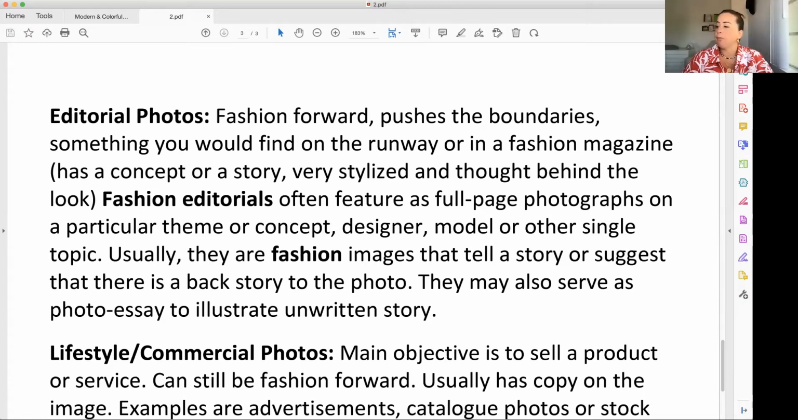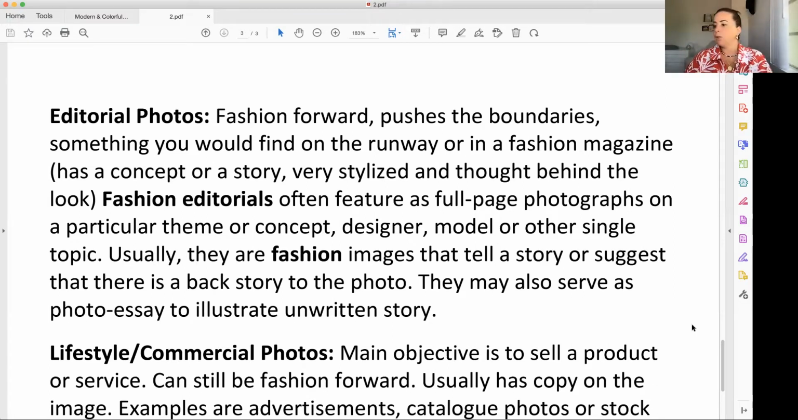Fashion editorials often feature as full-page photographs on a particular theme or concept, designer, model, or other single topics. Usually there are fashion images that tell a story or suggest that there's a backstory to the photo. They also may serve as a photo essay to illustrate an unwritten story. So if you're choosing editorial, you need to be telling a story, right? Whether that's about someone's life, or their action, or what they like, or what they're involved in, or it's a narrative or a political statement or something like that, there needs to be a story behind the image.